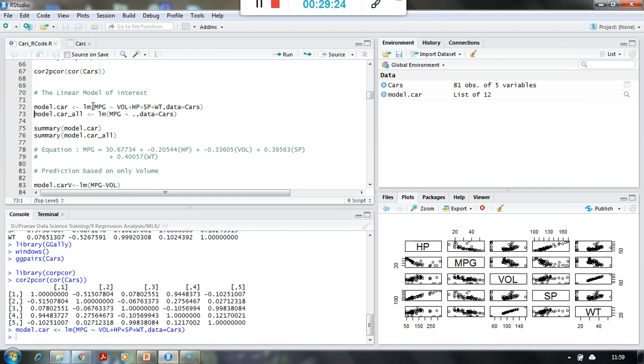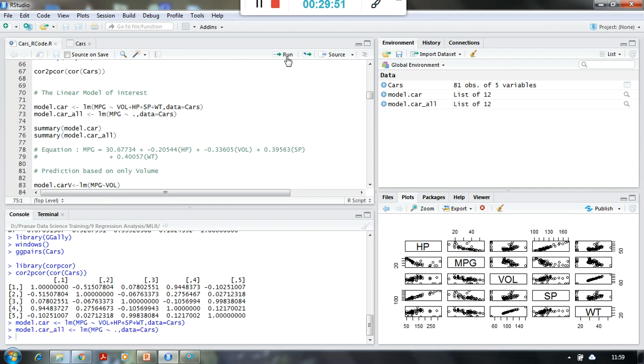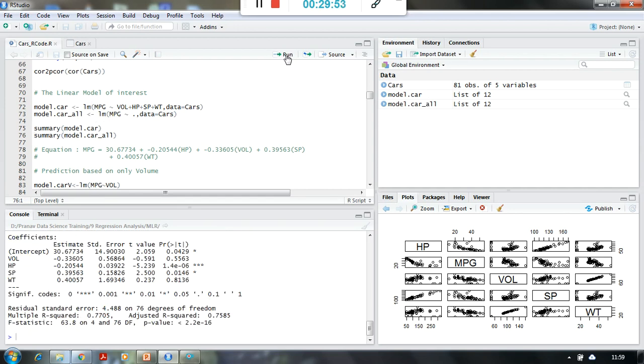Similarly, this model I can also write in this fashion. This is the first example of multiple linear regression we are looking at, and that's why I am explaining this: MPG tilde dot means all the input variables. The meaning of this is all the input variables. So I can write it in this way, or I can write it in this way as well. I will show you both the model summaries, and you will see there is no difference between model.corr and model.car underscore all.